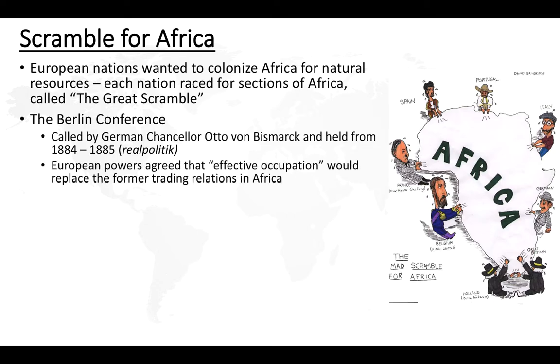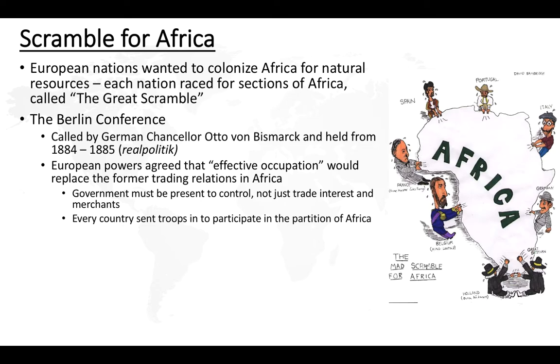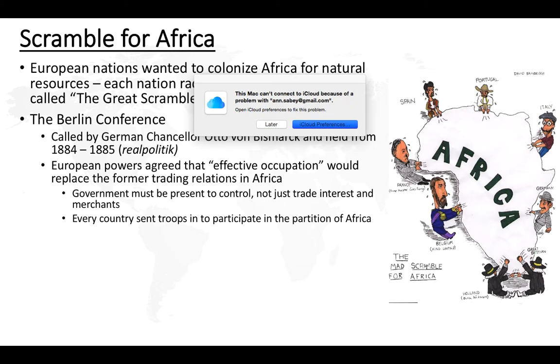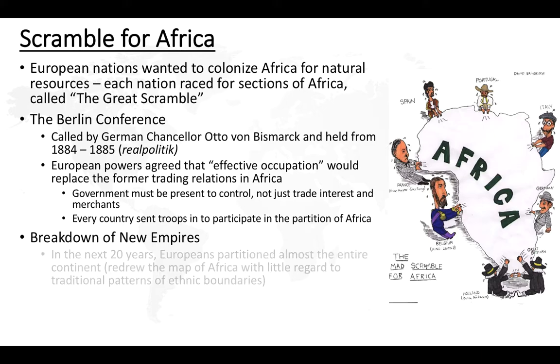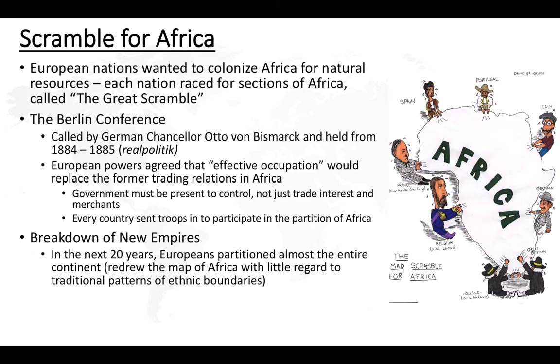European powers are going to agree that effective occupation would replace the former trading relations in Africa. Not just trading posts in Africa, but actual occupations of territories within Africa. Governments must present control of the regions that they took, not just trade interests and merchants, and every country would send troops in to participate in the partition of Africa and to keep as much peace as possible. In the next 20 years, Europeans partition almost the entire continent.